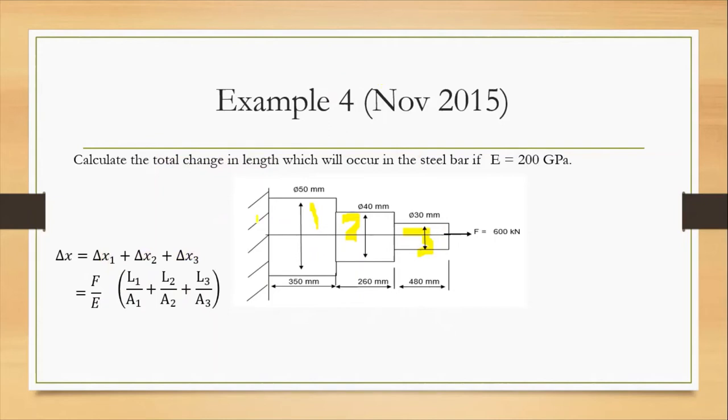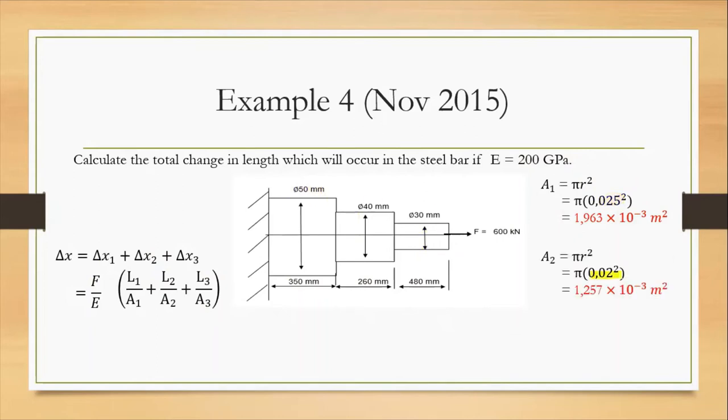Okay, good. Now, since we have got L, we already have the lengths, again 1, 2, 3. We've got the force, 600. We've got Young's modulus, 200. The only thing we need to calculate would be area 1, area 2, area 3. Now, area, guys, is pi r squared. You can use pi d squared. It's up to you. So, area 1 is 25 because it's 50.